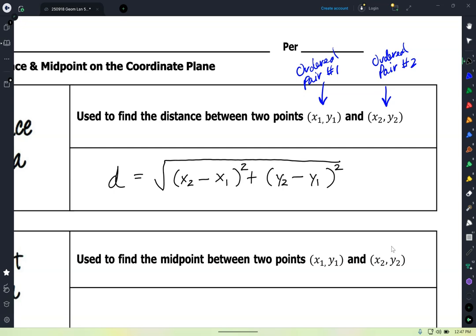Now, could we switch the x's and y's? Well, sure, it's an addition problem. 2 plus 3 is 5, 3 plus 2 is 5. It doesn't matter what order we do it in.